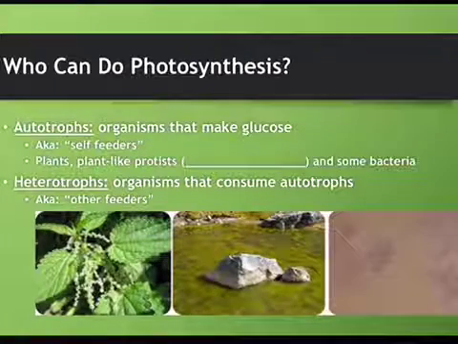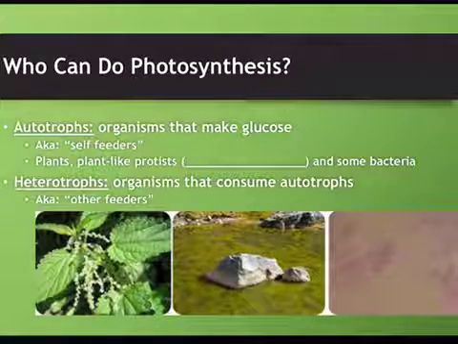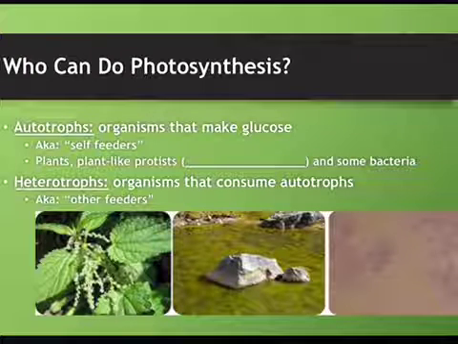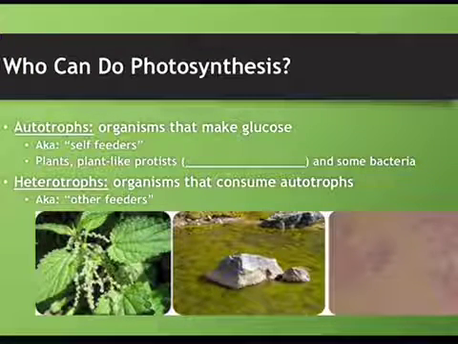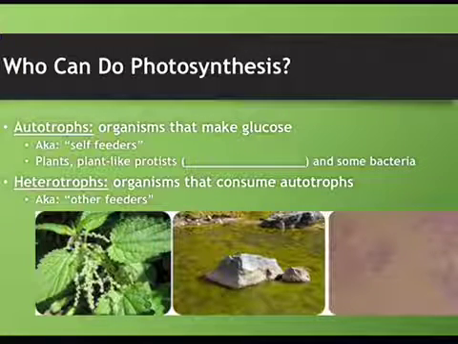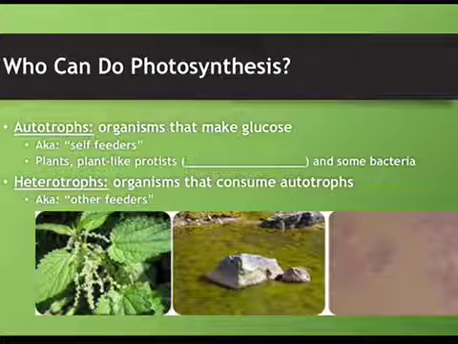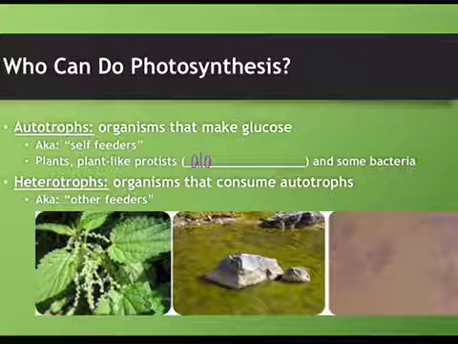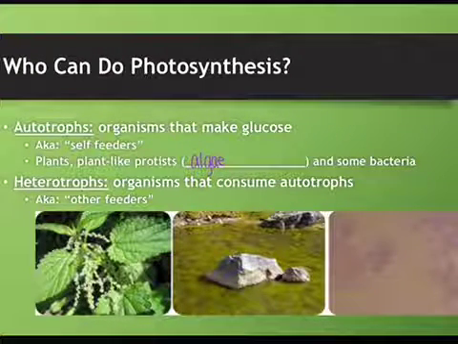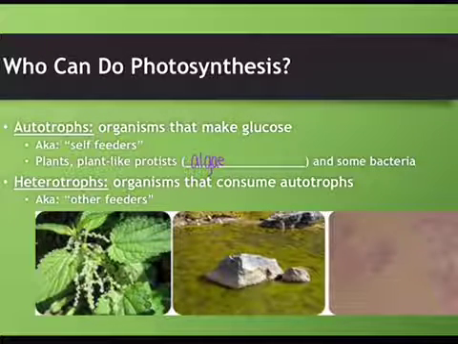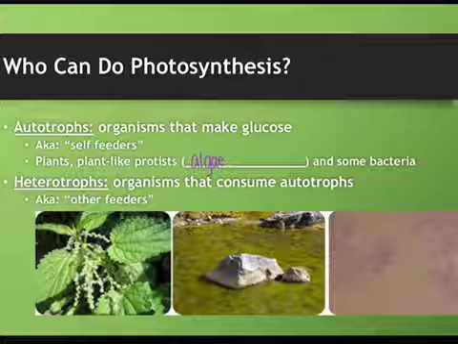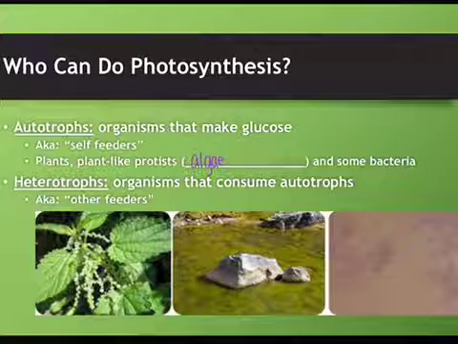So what types of organisms actually can do photosynthesis? And these would be called autotrophs, which literally means self-feeders. This includes plants, plant-like protists, which you might know better as algae, and then some bacteria. Heterotrophs, on the other hand, are organisms that consume autotrophs, which means other feeders.